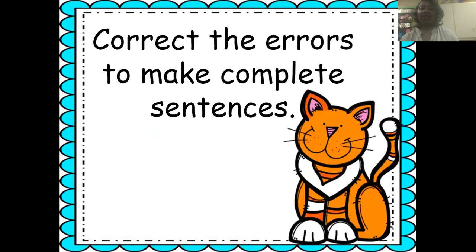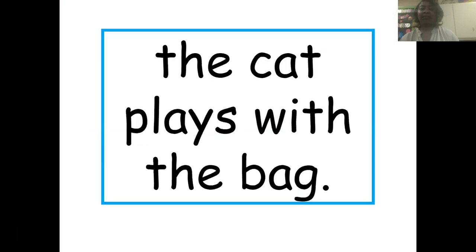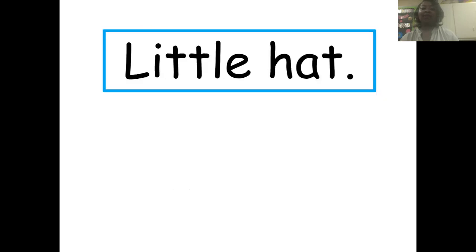Let's correct the errors to make these sentences complete. The cat plays with the bag. Now remember, a sentence begins with a capital letter. It tells a complete idea and it has the punctuation mark. Let's see what's going on with this sentence. It's missing the capital letter. That should be a capital letter T. Good job.